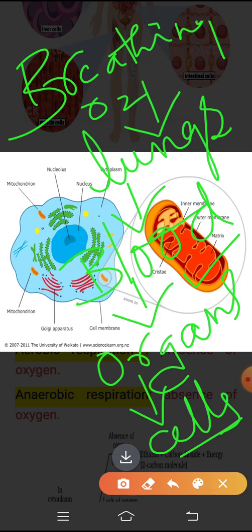Okay, hope you all understood. I told you briefly now. This mechanism of respiration is very important. What happens under the steps of respiration?